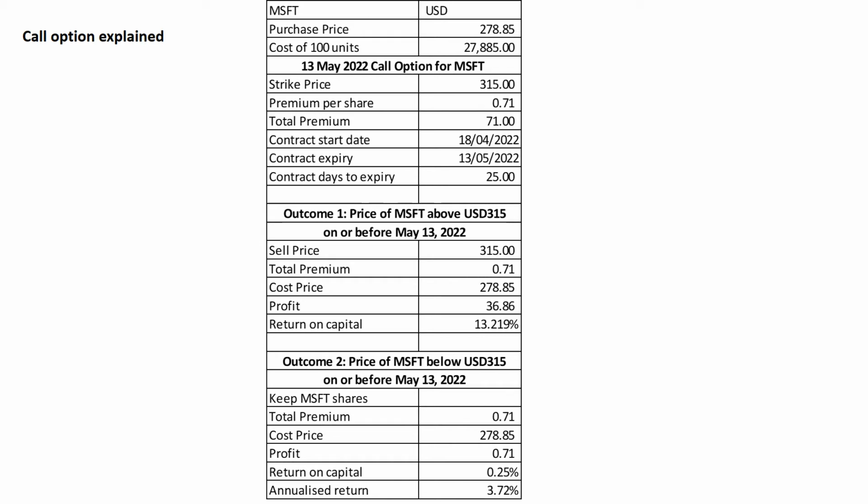Now, your return on capital is 0.25%, and the annualized return, that is, if you kept making that 0.25% every 25 days, is about 3.72%. Again, not a bad way to earn decent income on your assets, given that you would potentially also still be earning dividend on the Microsoft shares that you own.